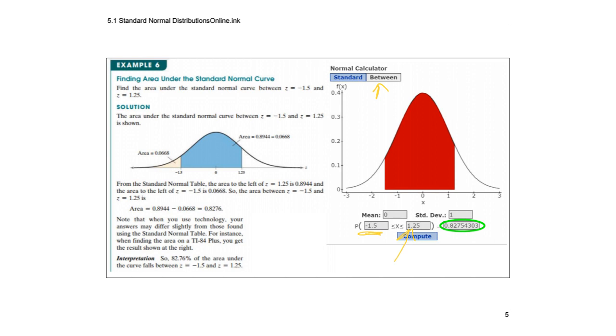And again, what's nice is the graph is going to show you the between. And so all of the area between negative 1.5 and 1.25 will be computed by StatCrunch, and you can see that you get 0.828 if we round.